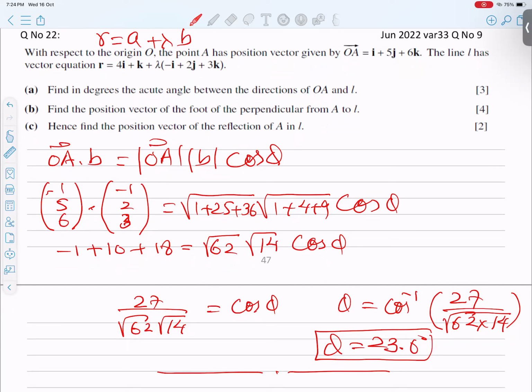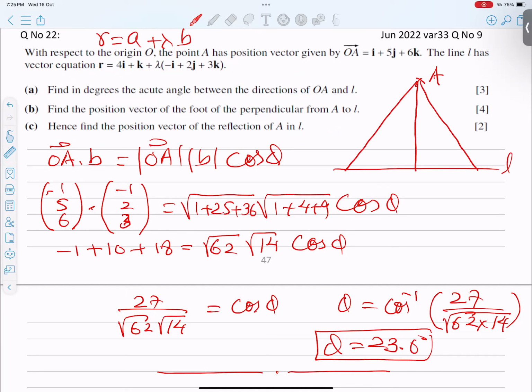The next part is very important. He asks for a position vector. You can say that among all three parts, the middle one is the most important: the position vector of the foot of the perpendicular from A to L. I give an example. This is A, students, and this is a line L. Is this the foot of the perpendicular? Not at all.